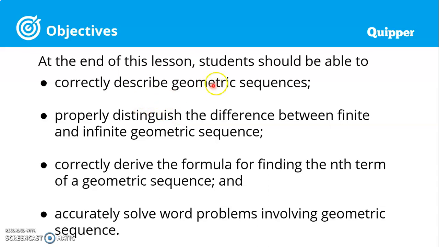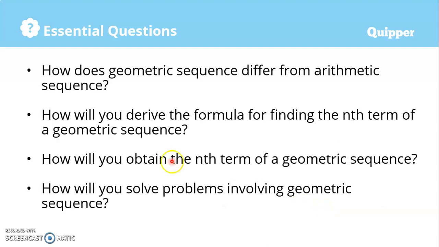So at the end of this lesson, students should be able to correctly describe geometric sequences. Ano ba ang geometric sequences? How is it different from arithmetic sequences? And properly distinguish the difference between finite and infinite geometric sequence. Correctly derive the formula for finding the nth term of the geometric sequence. And accurately solve word problems involving geometric sequences.